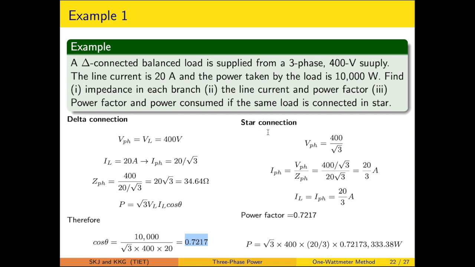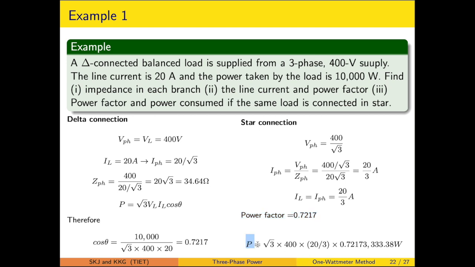Now in case of star connection, the arrangement is like this. The phase voltage will be 1 upon root 3 times the line voltage. The impedance value is the same, so the phase current can be calculated likewise. IL will be the phase current in case of star connection. Now the power factor is decided by the physical impedance parameters, so the power factor remains unchanged.